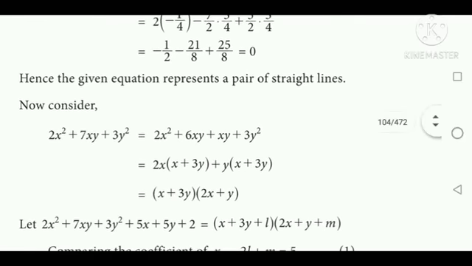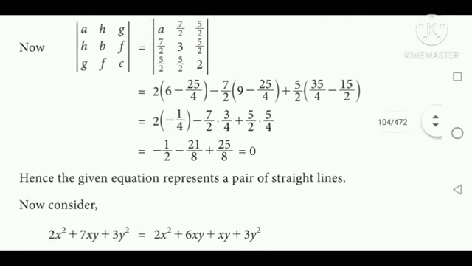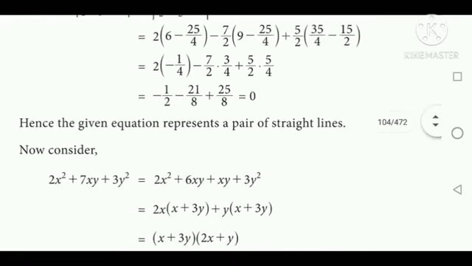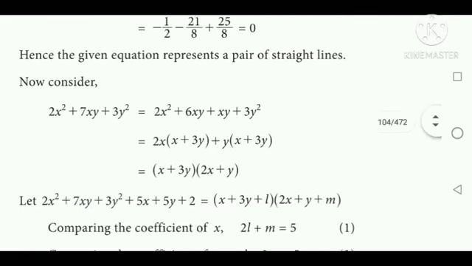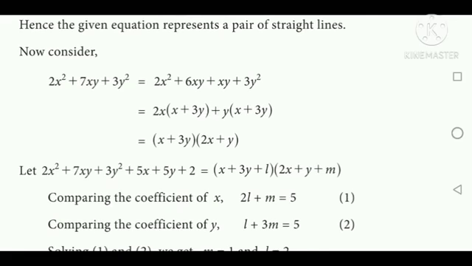Now consider 2x square plus 7xy plus 3y square. That is the first part of the equation. And factorize it, we are getting x plus 3y and 2x plus y. After that factorization, add L to the first factor, x plus 3y plus L. Likewise, in the second factor 2x plus y, add m.